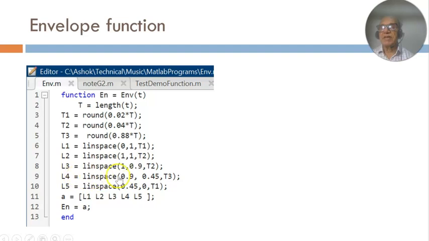This is the sustain phase. So that goes from 0.9 to 0.45, and 88%, that is T3 here. And finally you have the release, which goes from 0.45 to 0, T1. Then you concatenate them, and En is equal to A. Of course, I could have written En directly here. Anyway, in this case, it's written like this. So this array A is returned by specifying the value in En.